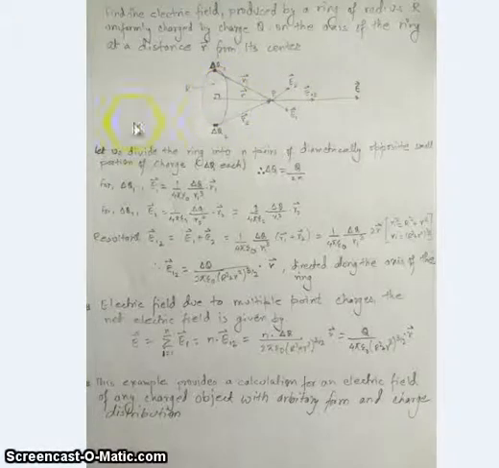So first of all, let us divide the ring into n pairs of diametrically opposite small portions of charge, each having delta q charge. Since I have 2n portions, delta q would be big Q, which is the total charge, divided by the number of points that I take. And now each point acts as a point charge for the point P. So each will have an electric field.